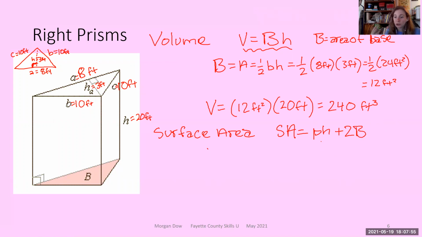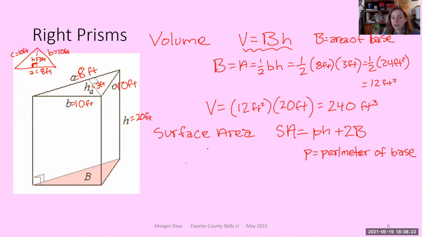So here's one more new letter that we haven't encountered before with our formulas. We have this lowercase p. So lowercase p stands for the perimeter of the base. So capital B is the area of the base. Lowercase p is the perimeter of the base.